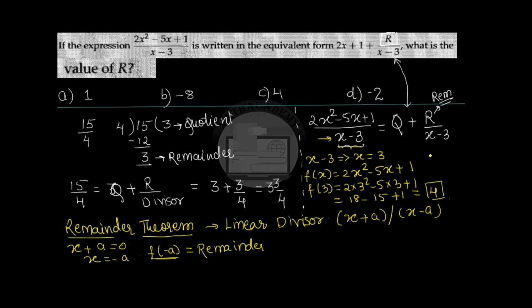We need not write all these steps while we are solving the SAT questions. Once we practice these questions, all these steps happen mentally. Correct? So we know that x minus 3 is the divisor. So the value of x is 3 and you can calculate the value of the expression at the given value of x, which is 3, and that will be your remainder. You need not perform any long division or synthetic division. Let us see one more question.